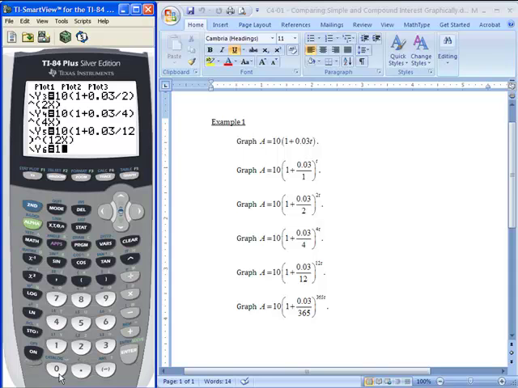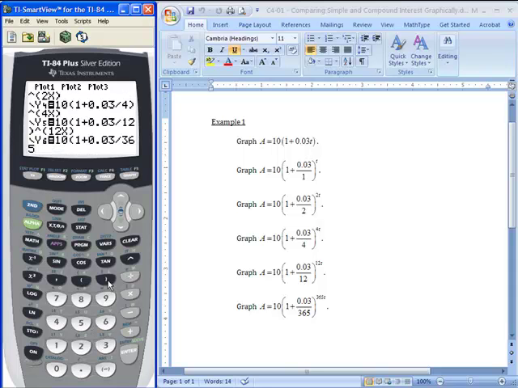We will have 10, open parenthesis, 1 plus 0.03 divided by 365. Close the parenthesis, raise to a power, open a parenthesis, and we have 365 times x, or just 365x. Close the parenthesis and enter.